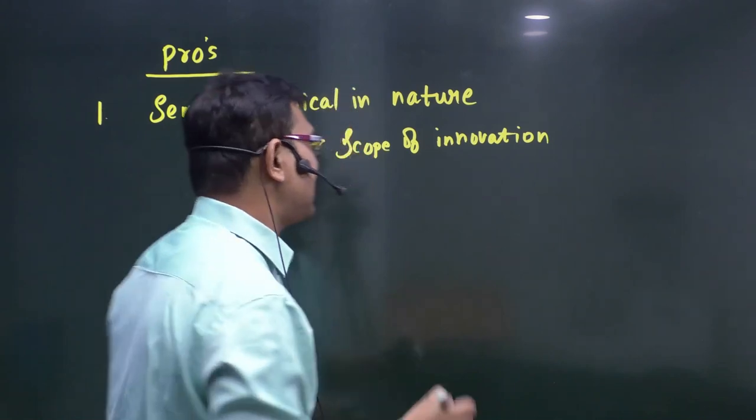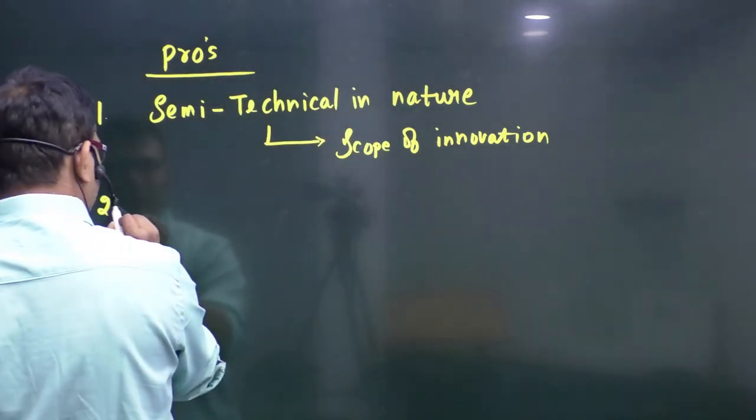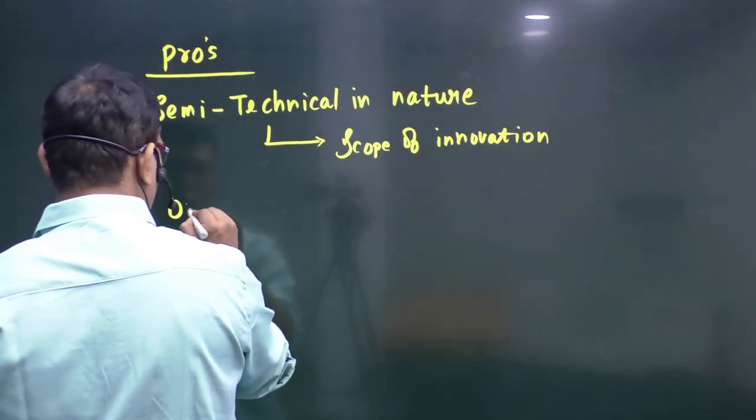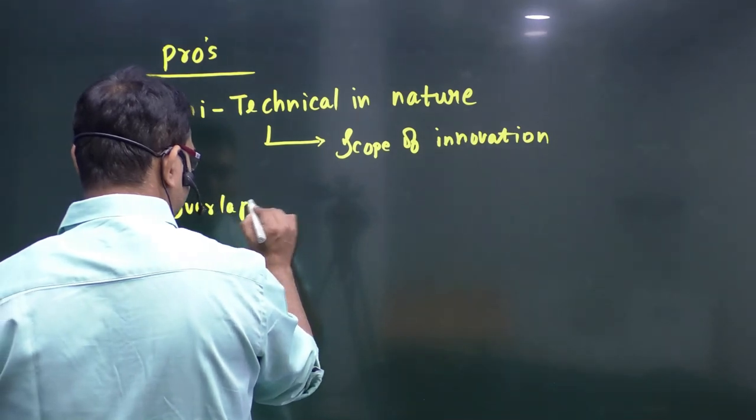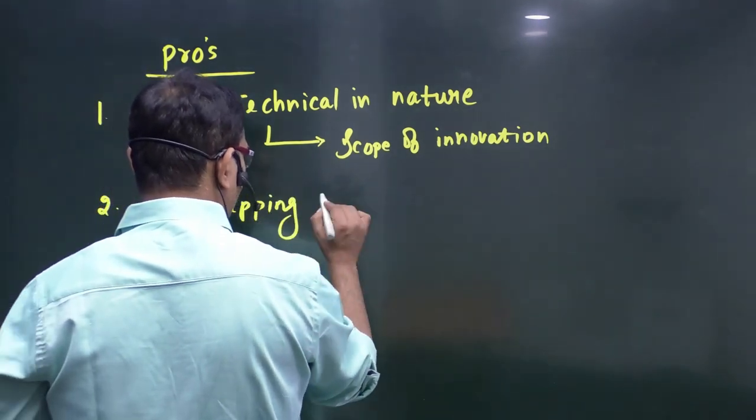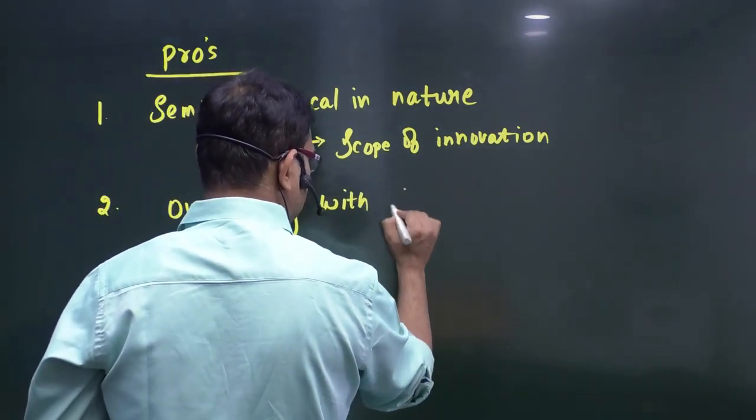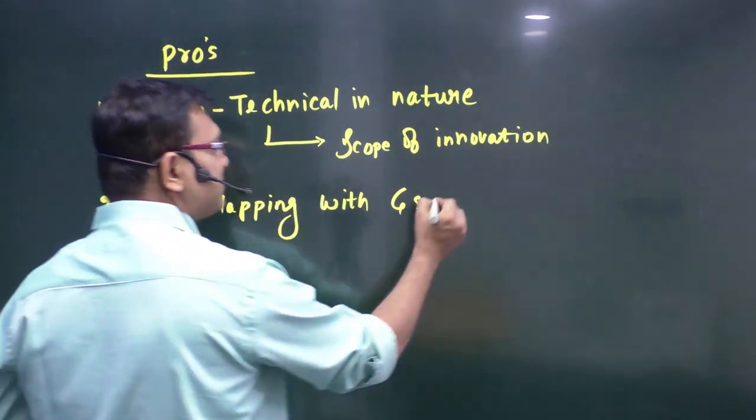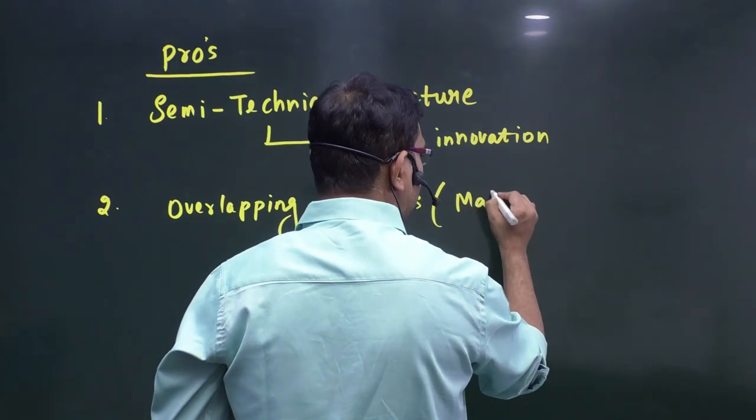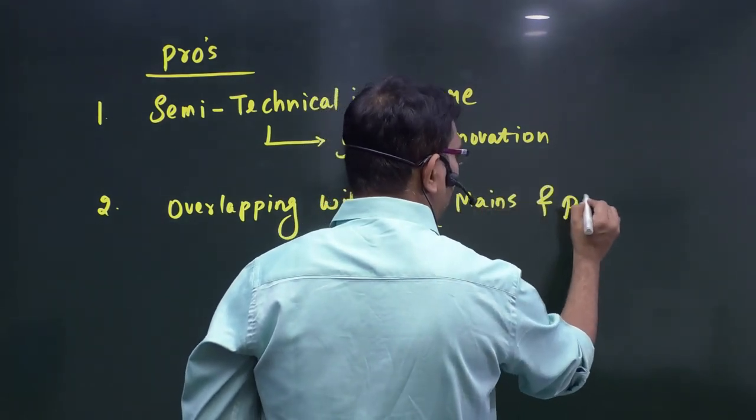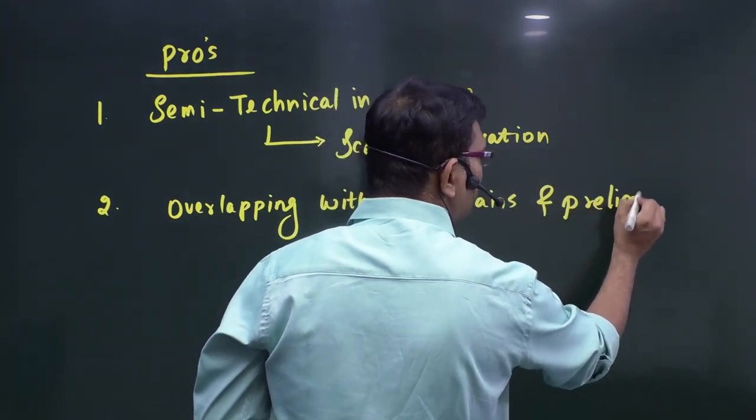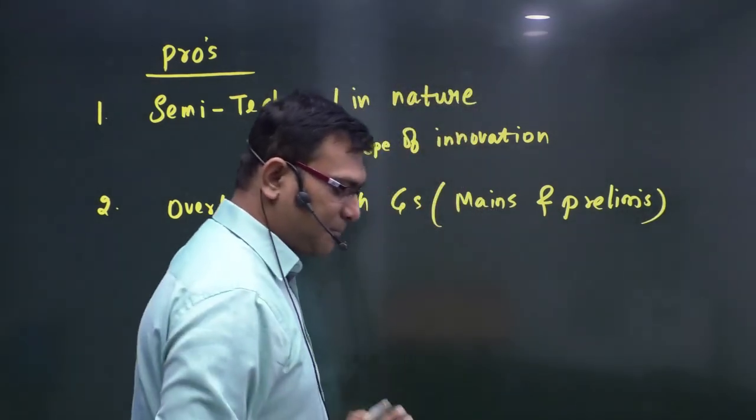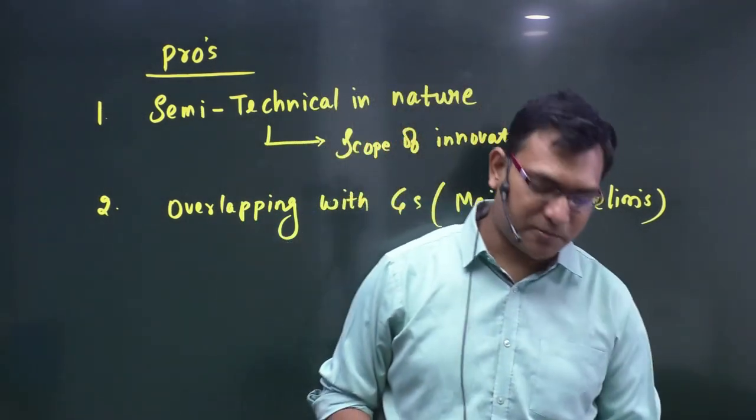The second positive is the overlap with GS, general studies. How many marks does it overlap for both prelims and mains? For mains and prelims, I'll tell you, sir, if I choose the other options, what happens?